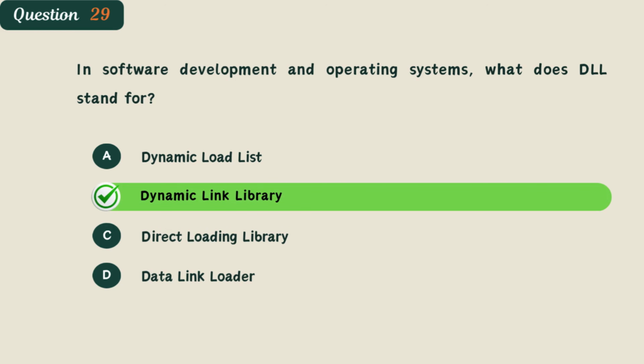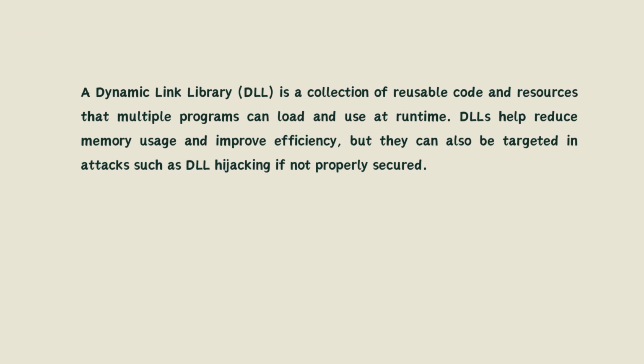Correct answer. B. Dynamic Link Library. A dynamic link library, DLL, is a collection of reusable code and resources that multiple programs can load and use at runtime. DLLs help reduce memory usage and improve efficiency, but they can also be targeted in attacks such as DLL hijacking if not properly secured.